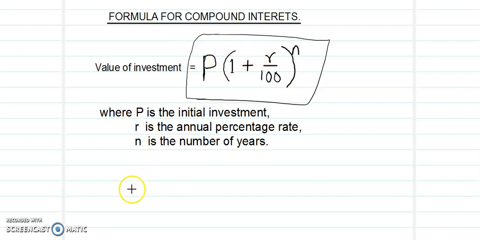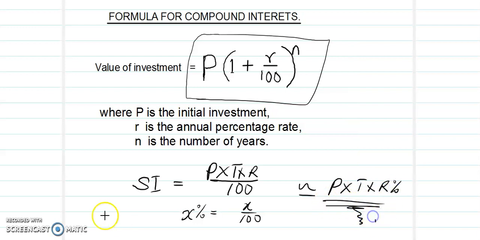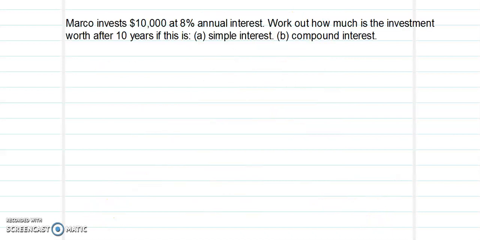For the simple interest, we can easily use the formula P times T times R over 100. But remember that whenever we have a percentage, this means X over 100. So I equally use it to be P times T times R percent. Okay, so this is what I use in solving that.